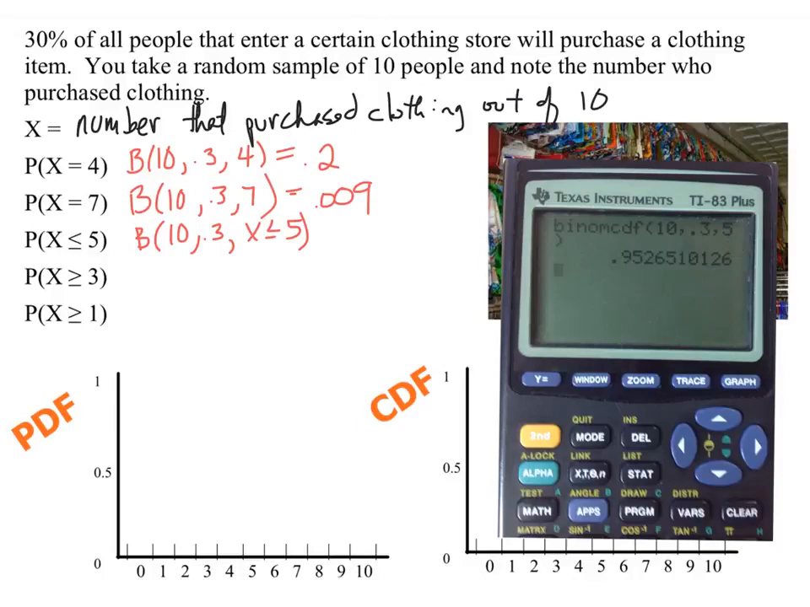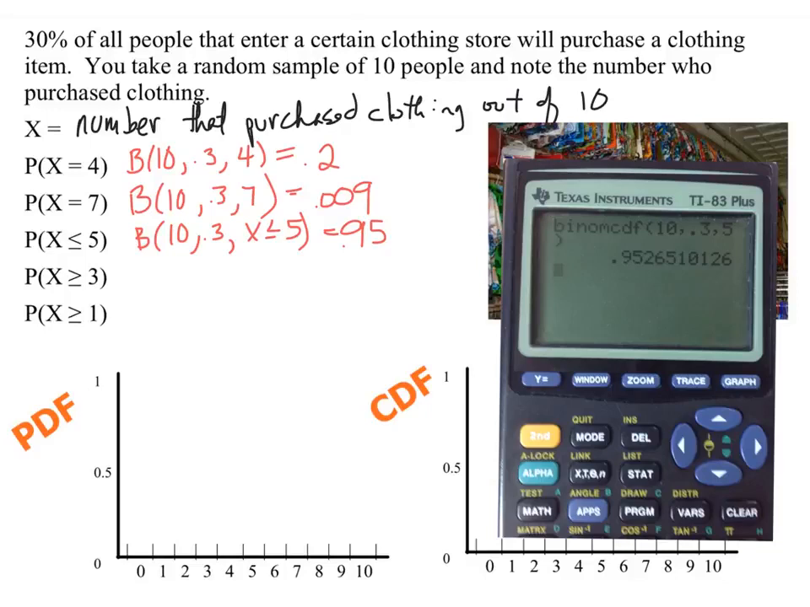So you can see I get this probability of 0.95. And that should make sense. That's a high probability because from 0 to 5 includes the most probable outcomes. We expected 3. And 2 and 4 wouldn't have been surprising. So, like I said, we're including the most probable outcomes.